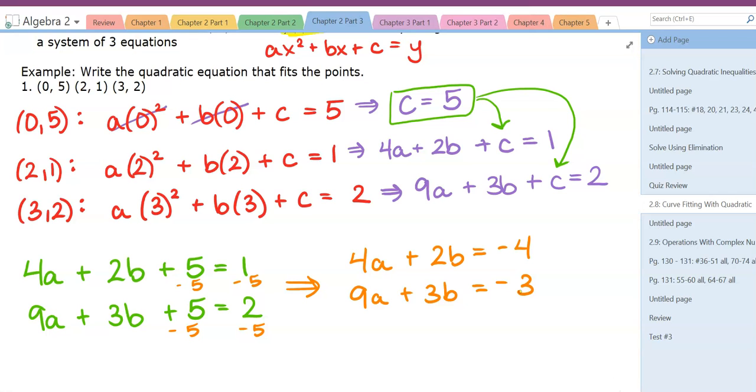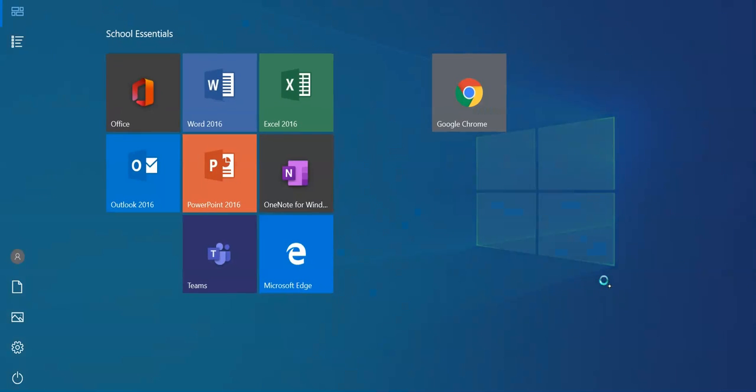If I wanted to get rid of my b's, I would take the top equation times 3, because I'm trying to get them to be 6s now. And for the bottom one, I would take it times negative 2. That way they become opposite signs so that I can add.